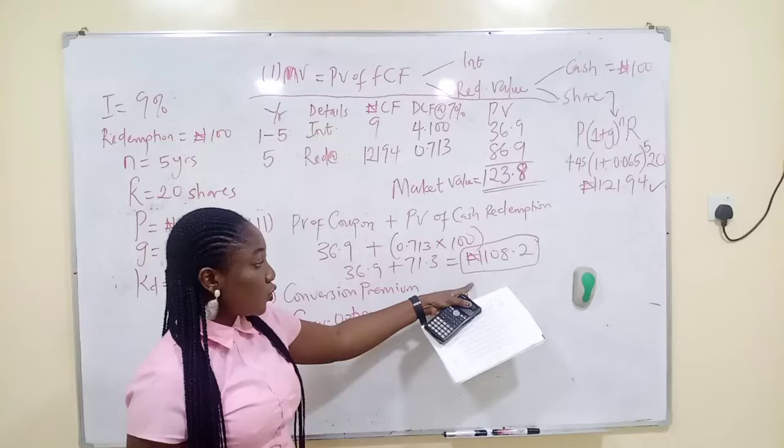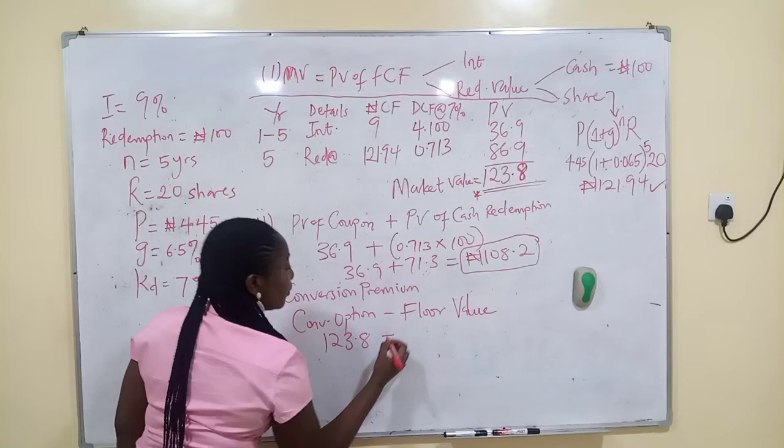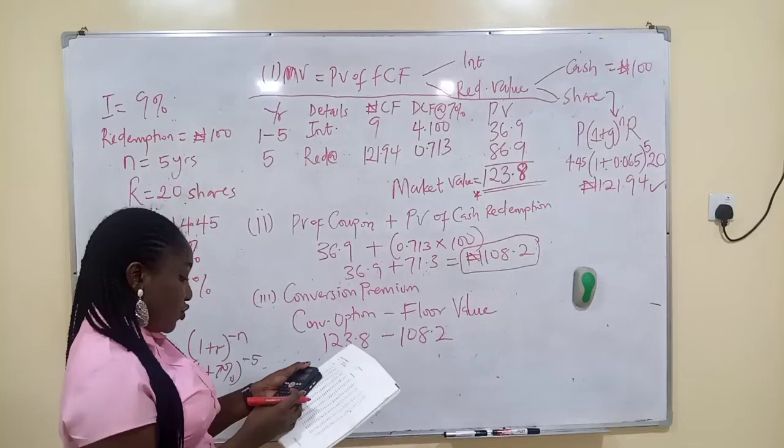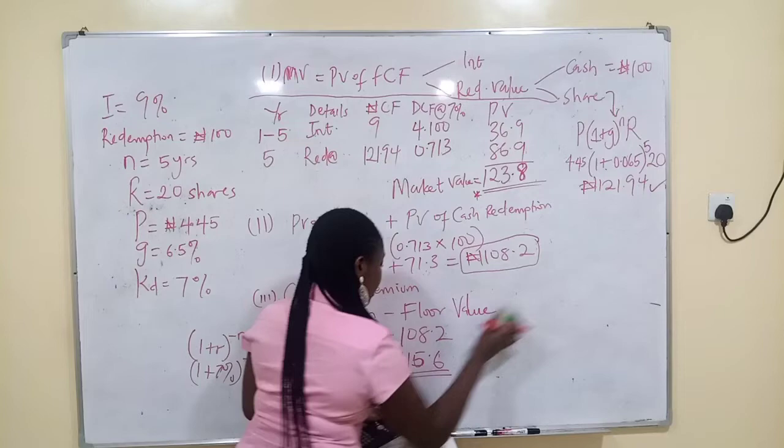So what's the cash on conversion option? 123.8, minus, if there's no conversion, 108.2. So that's the premium, okay? So let's put that in the calculator. We'll have the conversion premium to be 15.6.